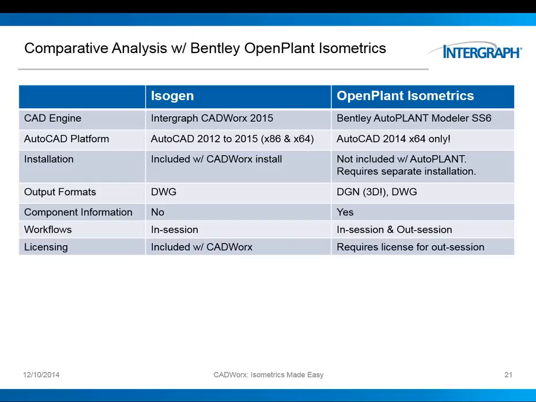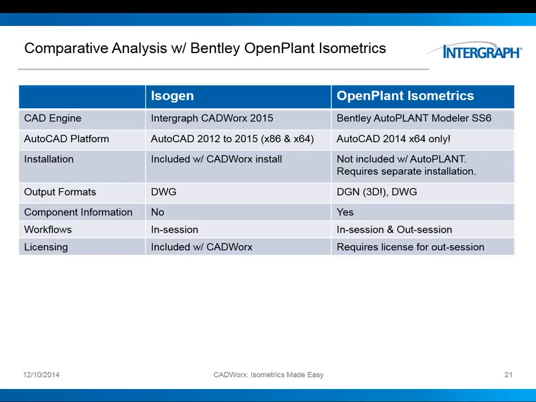Okay. Isogen is fully included with the CADWorx install, so you don't need to install anything. OPIM is not included with AutoPlan, so it requires a separate install. Output formats, Isogen is DWG and DGN. Okay, forgot to include that one. Isometrics is the same, but DGN is, well, it's 3D, not actually 2D.